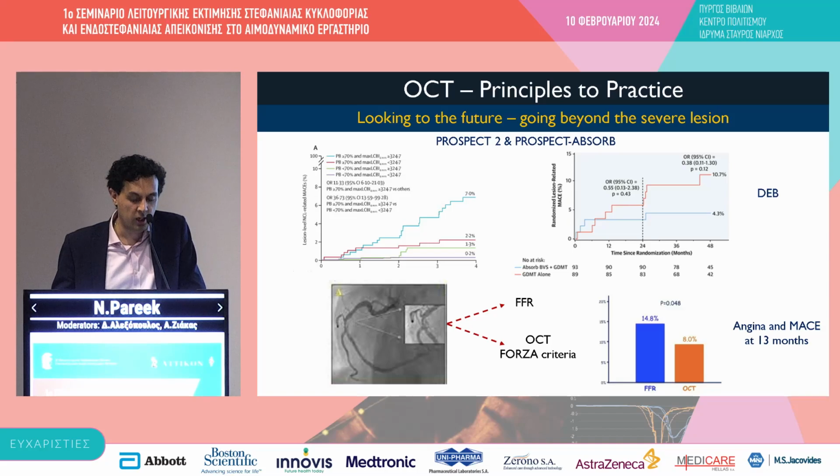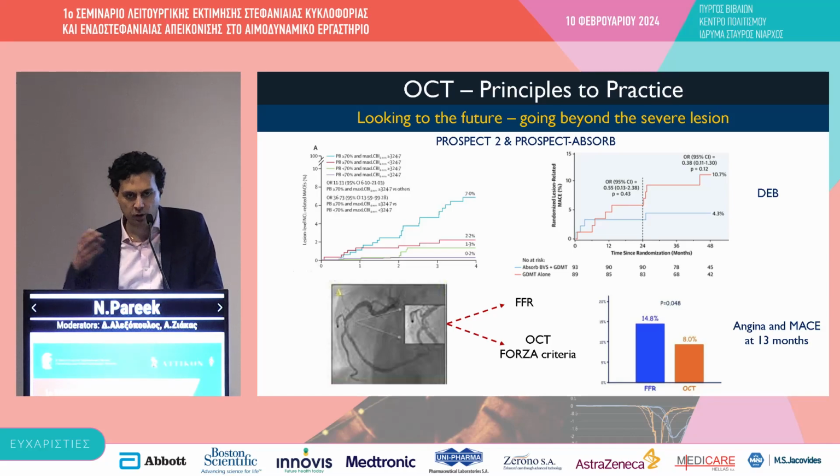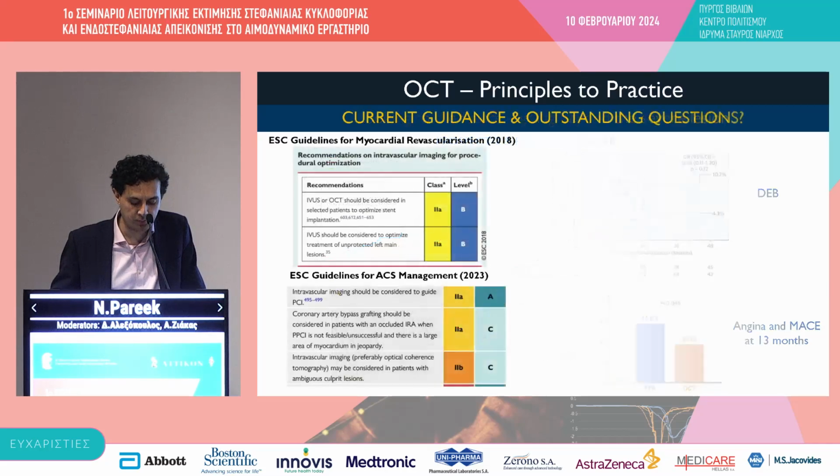The FORZA trial I found interesting too. They randomized what they describe as ambiguous intermediate culprit lesions, either into FFR guidance or OCT by the FORZA criteria. They followed them out to 13 months, and you can see that there was a reduction in angina and MACE at this time point. So, moving away from the angiographic approach to lesions to an intracoronary imaging one.